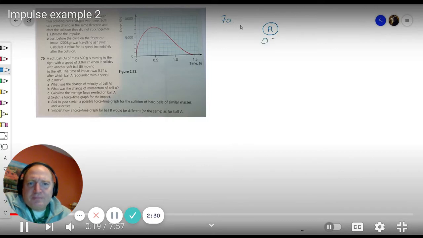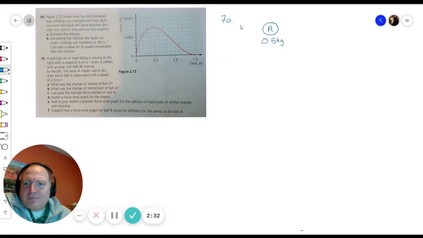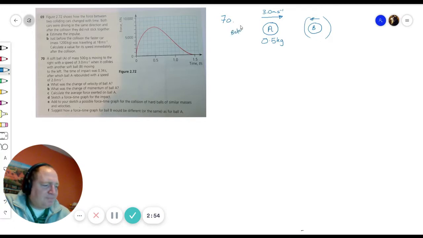I'm immediately going to convert that into kilograms. Moves to the right. Immediate conversion. With a speed of 3 meters per second. And it collides with another softball, B, that we don't know anything about, except that it was moving that way. Okay, so we don't know anything about B. Right, so that's my before scenario.